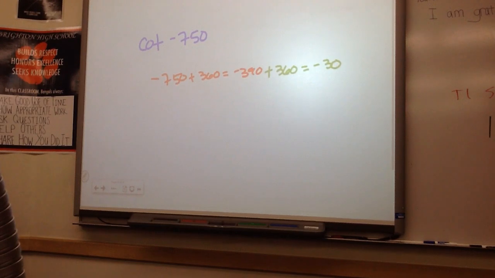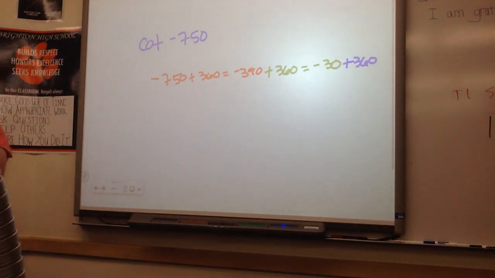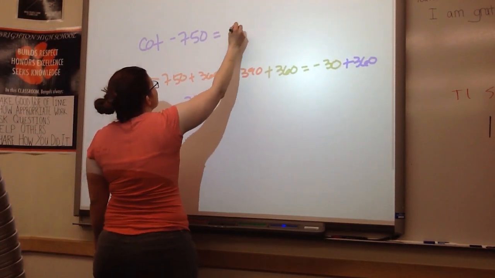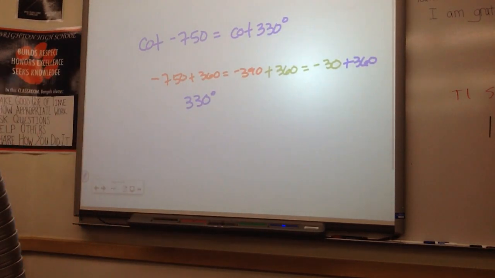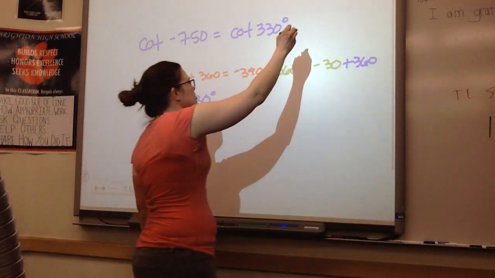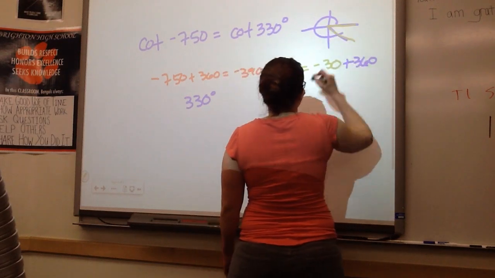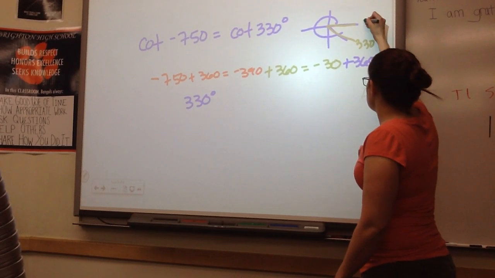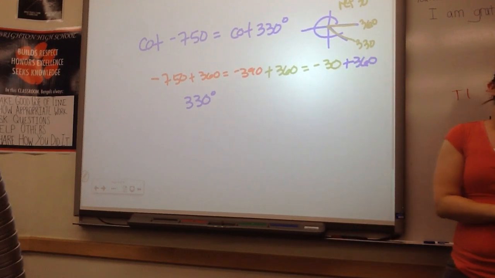That's still negative, so we add another 360 here, and what does that leave us with? 330. So this is the same thing as the cotangent of 330 degrees. 330 is in our fourth quadrant. We find our reference angle: from 330 to 360 is just 30 degrees, so our reference angle is 30 degrees.